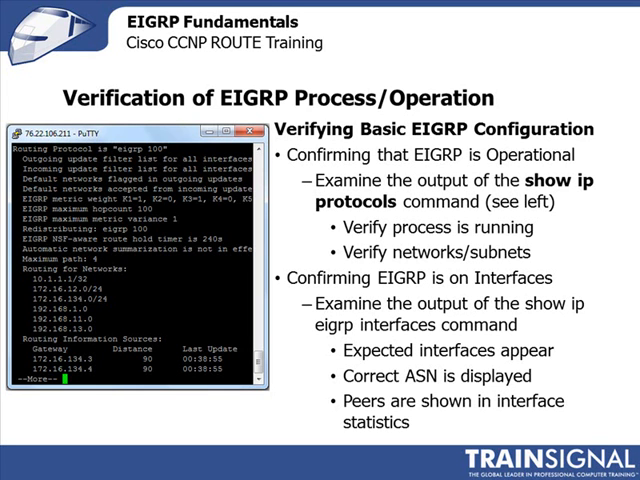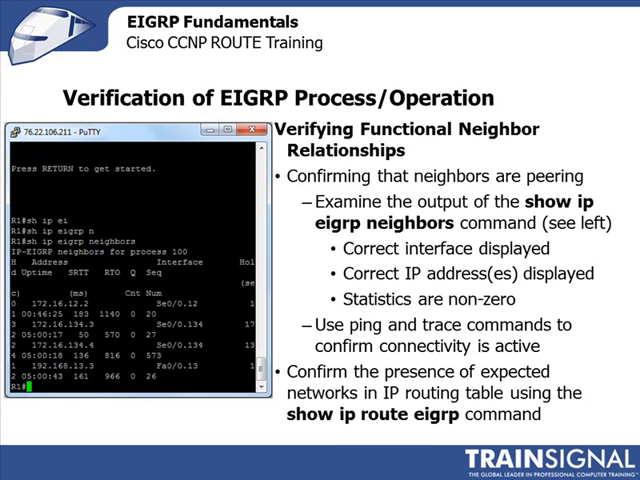Another thing is to confirm EIGRP is operating on the interfaces, and this is the show IP EIGRP interfaces command, which we executed. Make sure the interfaces you've identified and are expecting are actually appearing there. You'll also be able to see the autonomous system number displayed, and that can be a helpful point. And then it should show the number of peers that are listed for that particular interface in the show IP EIGRP interfaces output.